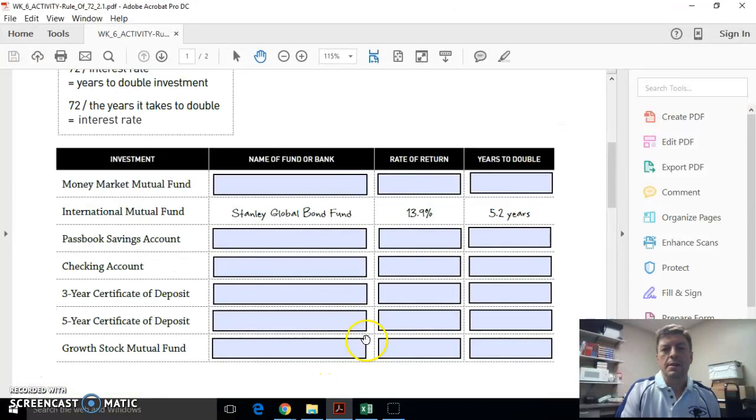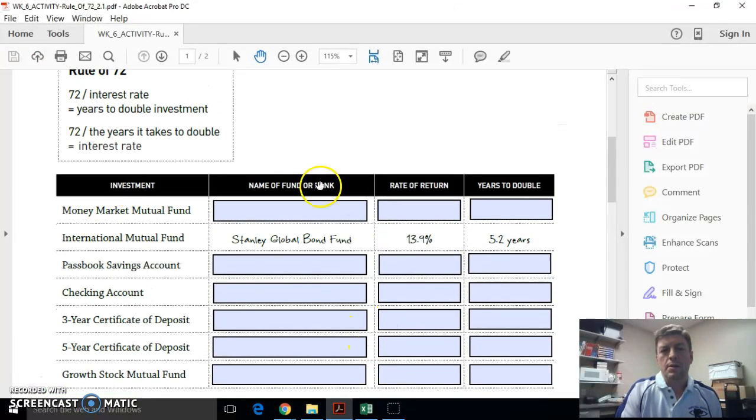What the assignment is asking you to do is just do a Google search and look up different types of investments, find out what their rate is, and then use the Rule of 72 to figure out how fast your money will double.